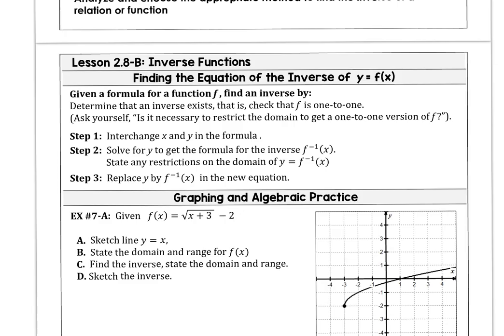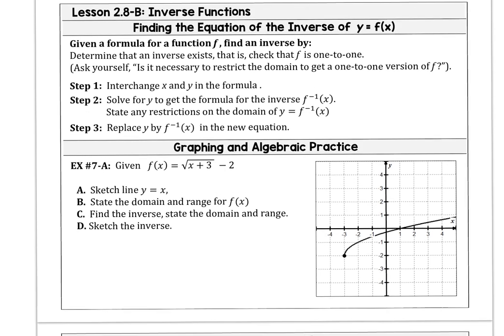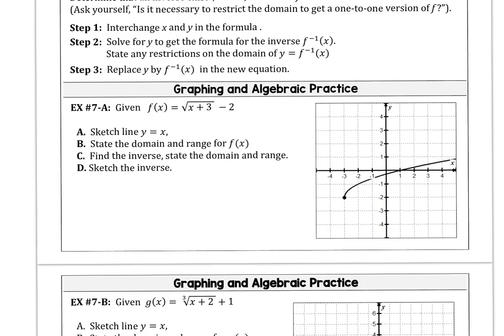Let's say we're given f of x is the square root of x plus 3, minus 2. You can see that graph here on our grid. We want to sketch the line y equals x. I'm going to do that in red so that we have that reference for the entire graph being reflected across that line, y equals x.